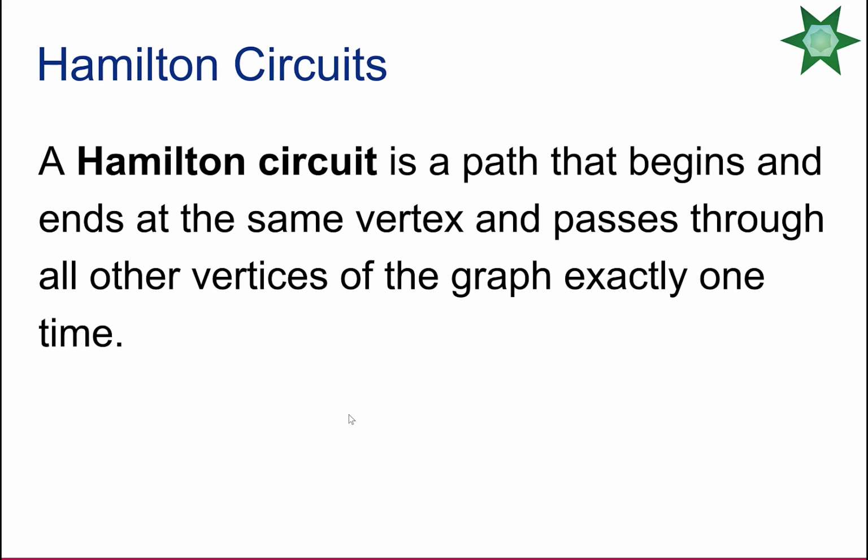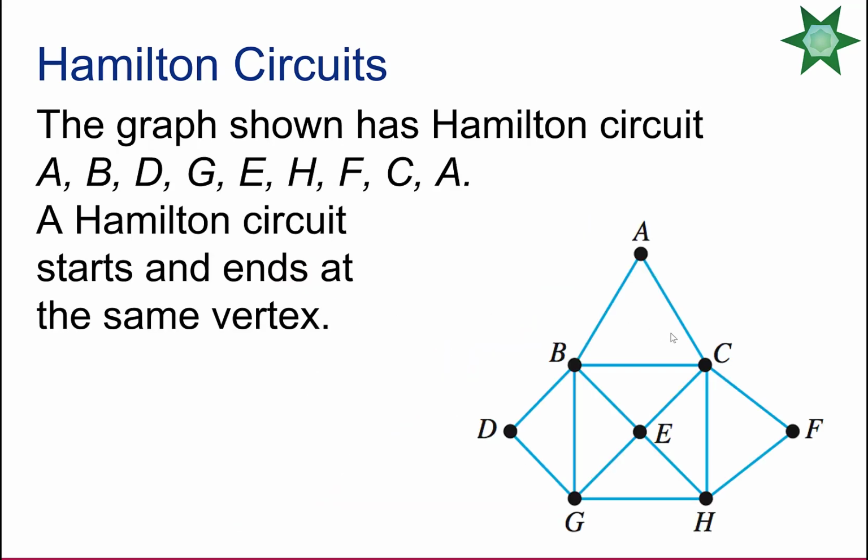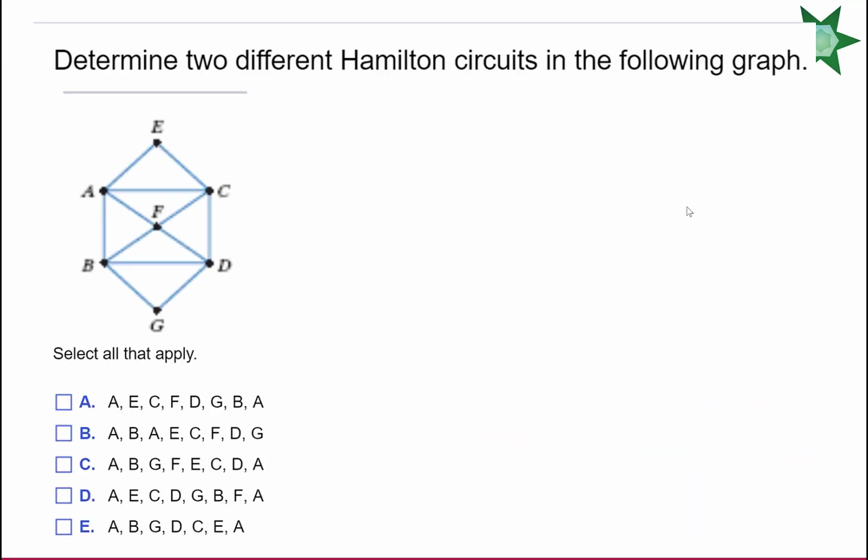A Hamilton circuit is a path that begins and ends at the same vertex and passes through all the other vertices exactly one time. This graph has a Hamilton circuit A, B, C, E, D, A. Can you find another? There are others in that particular graph. This one has a Hamilton circuit A, B, D, G, E, H, F, C, A. It begins and ends at the same vertex.